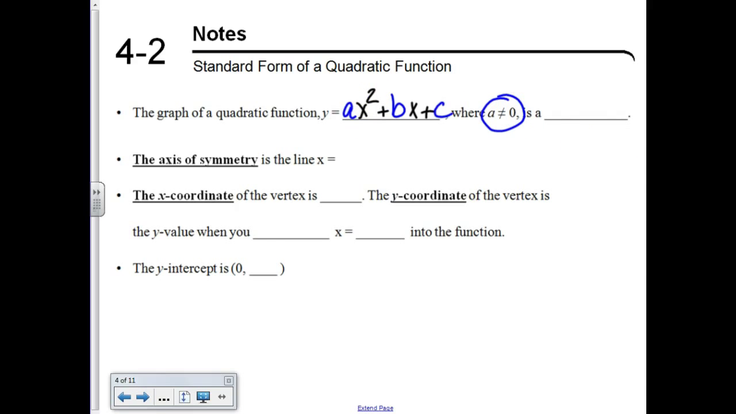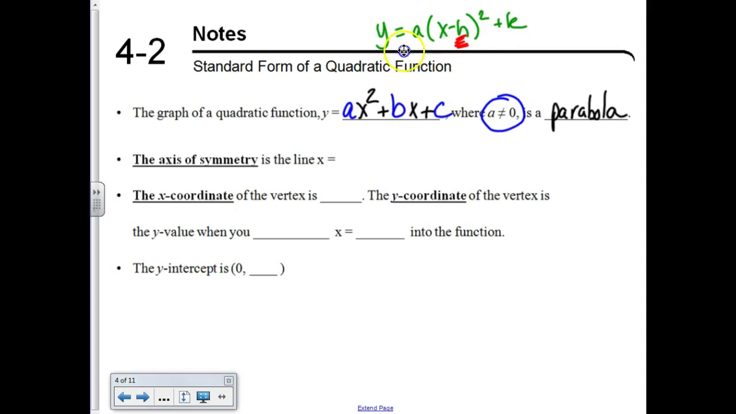Anyways, this is a parabola. The axis of symmetry, we talked about that yesterday. That was the line that cut your parabola in half. And yesterday, if we knew where the vertex was located, that was a really easy way to figure out the axis of symmetry. So yesterday, we did y equals a times (x minus h) squared plus k, and the axis of symmetry was just x equals whatever the h was.